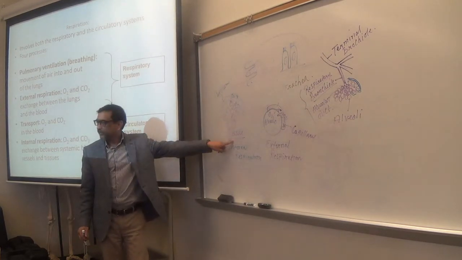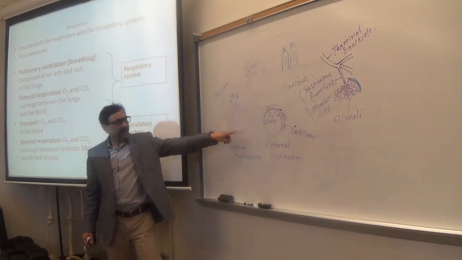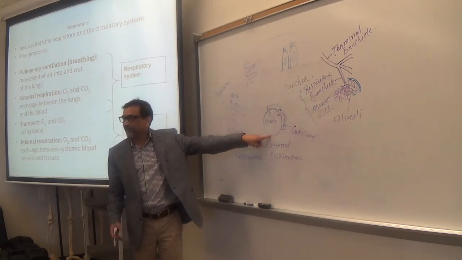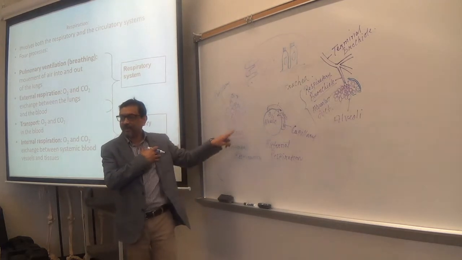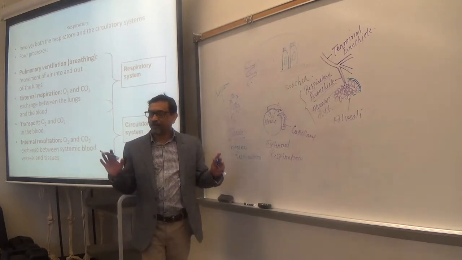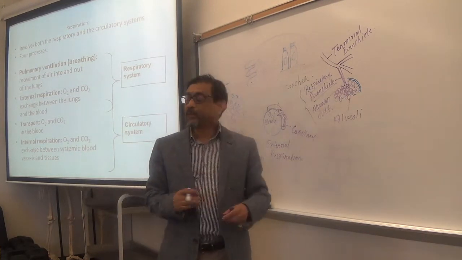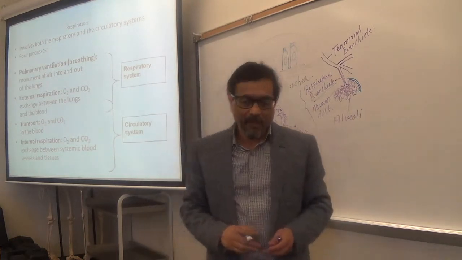Occurs where? In the tissue. External respiration occurs where? In the lung. External, internal in the tissue. Is it clear? Okay. So those are 4 processes.